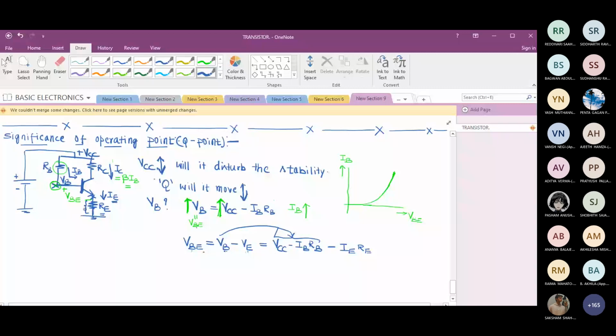Sir, will you please explain the voltage at the emitter? Yes. Again, I am going to explain. Please concentrate and listen. VBE is VB minus VE. Any doubts in this part? The initial part, VB minus VE part? What is VB? What is the potential at the base? It's very clear. VCC minus IBRB, which you have already done. Correct?